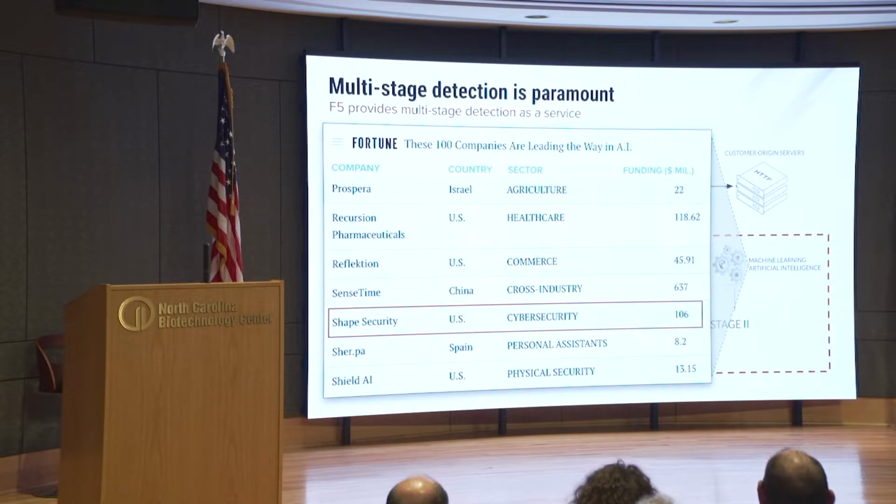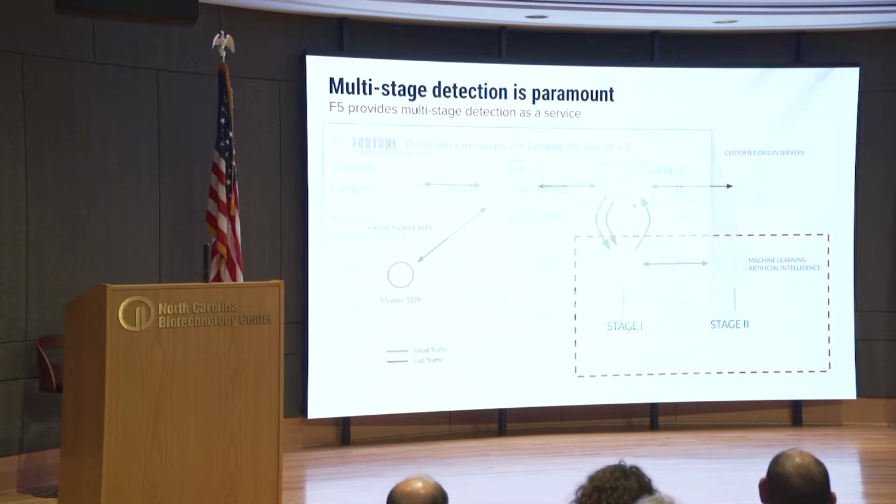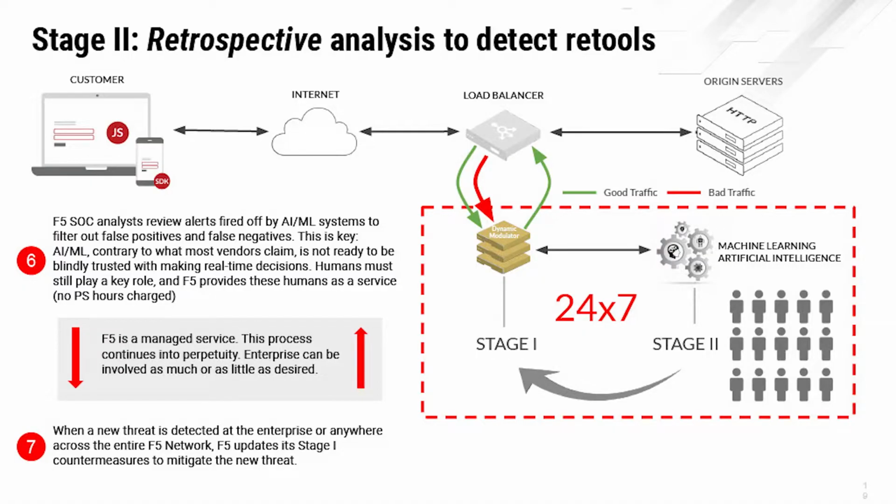One is the models, of course. Two is copious amounts of data. And the third, and this is what most people forget, are the humans. You have to have lots of carbon units poring over all of those alerts fired off by the AI/ML systems, looking for false positives, for false negatives, making sure your models are learning properly.